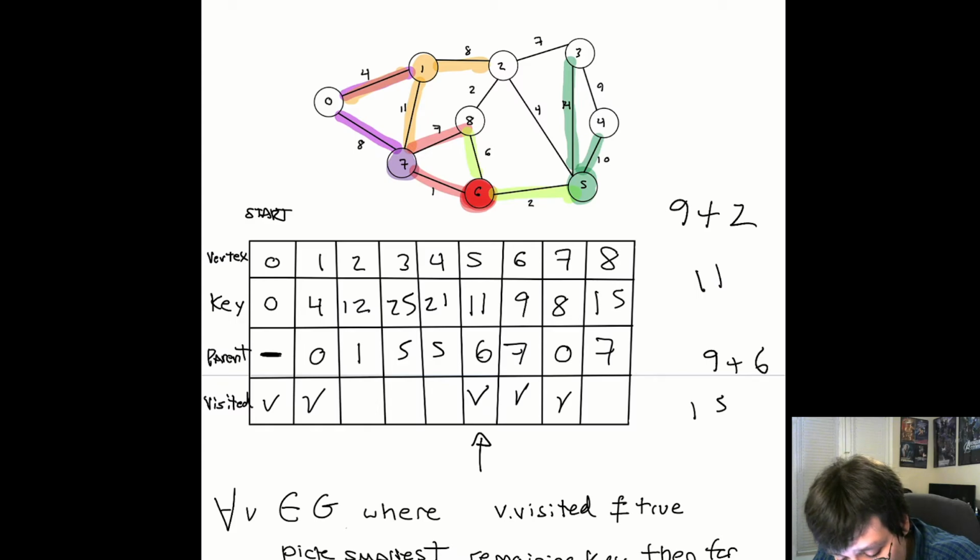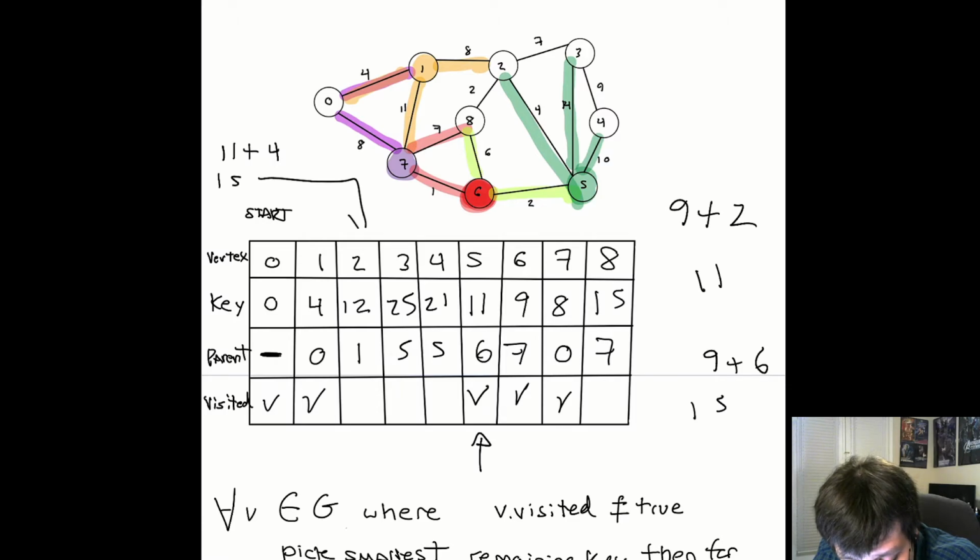And now we get to look at the interesting one, which is this one. So that is going to be 11 plus 4. 11 plus 4 is 15. What do we currently have in 2? We have a 12. 15 is not less than 12, so no relaxation required. So that stays the same.